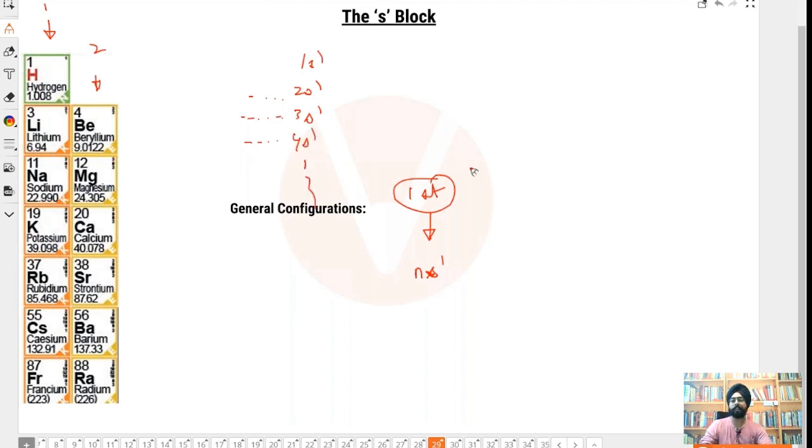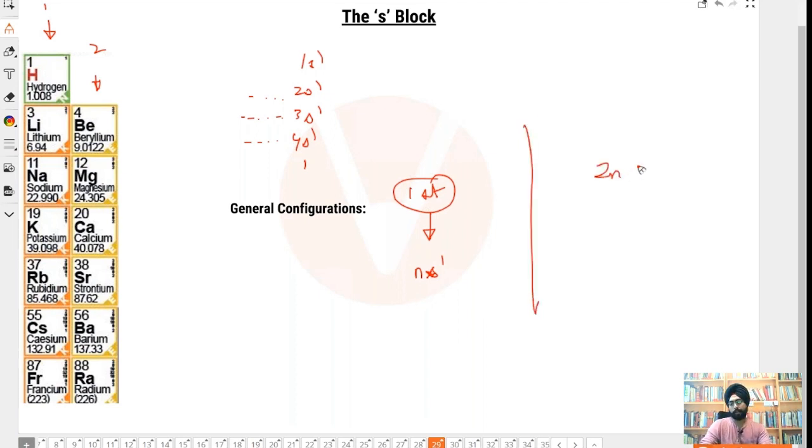So the general configuration for the first group is ns1. And yes, n is technically equal to the number of the period it is in. It's in the first period, so n is 1. This is the second period, so n is 2, and so on.